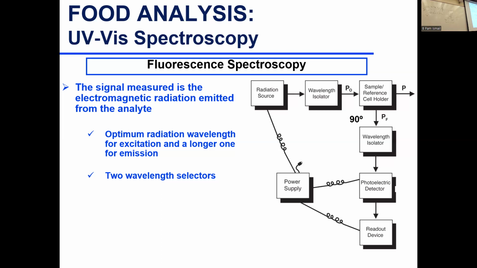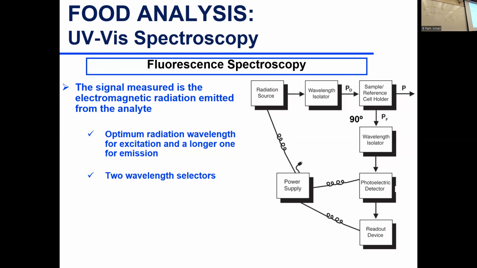And you have maximum emission at particular wavelengths. So you have another monochromator, or wavelength selector. The emitted light goes into that and you select for the wavelength where you have maximum emission. And that goes to the detector, and then the calculation of the emittance of light, which we call fluorescence, gets determined. So you always have to select two wavelengths. The first one is where you have maximum absorption, maximum sensitivity. And the second one is where you have maximum fluorescence, for maximum sensitivity.